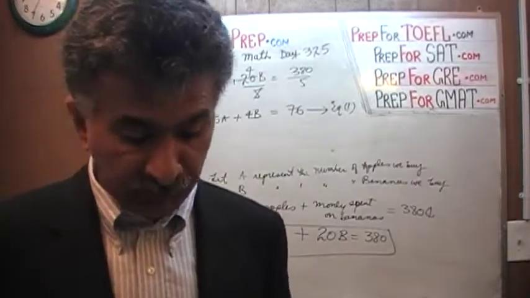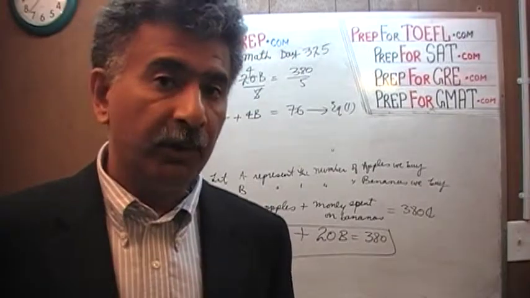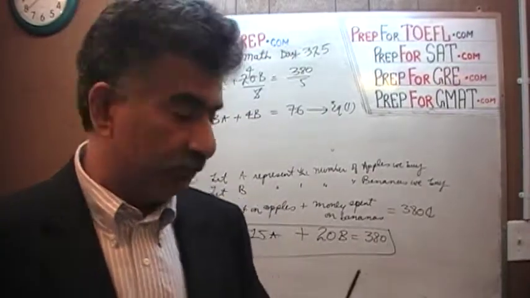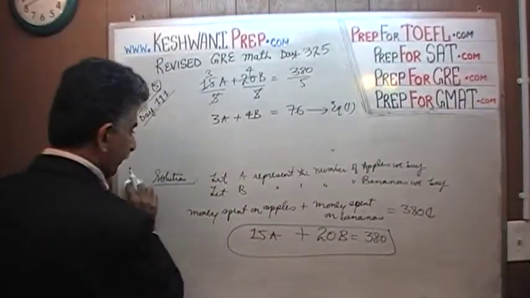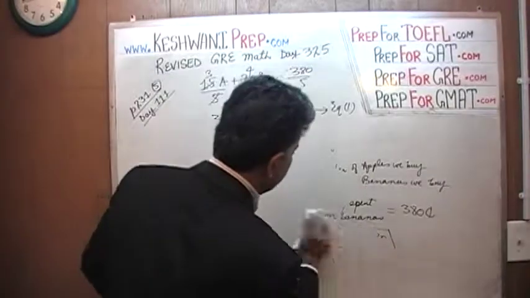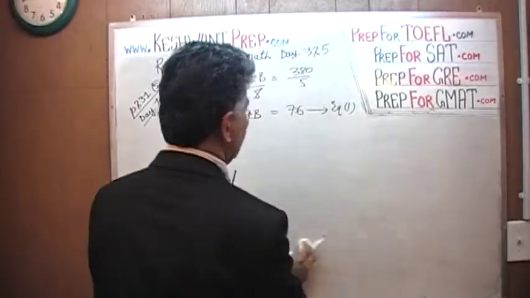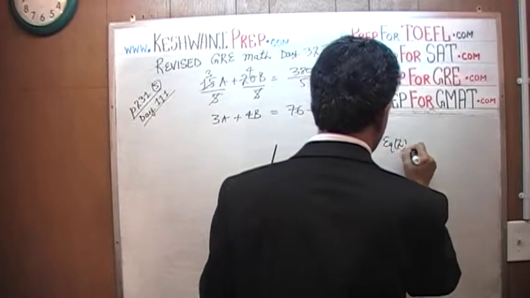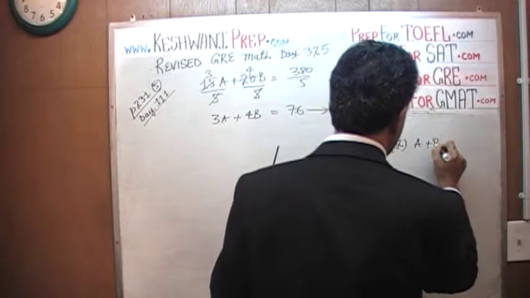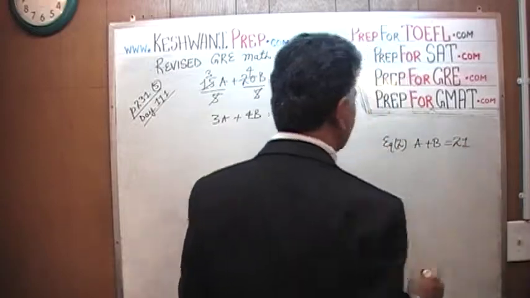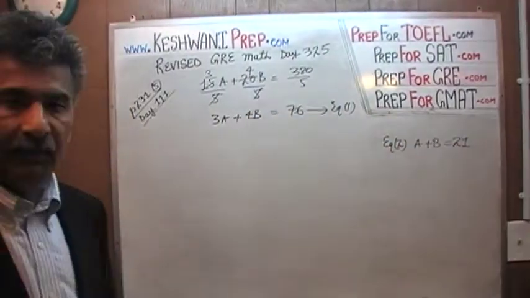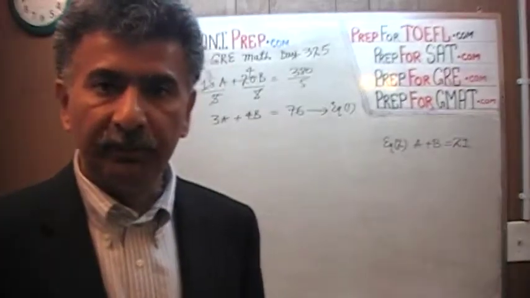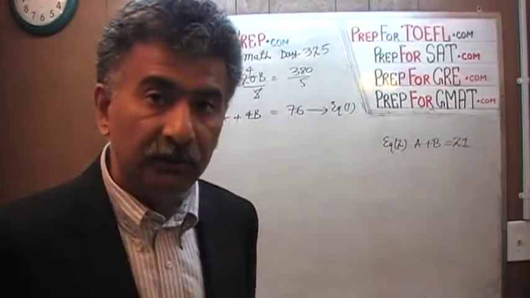Well, the second equation is very straightforward. We are told that we are going to buy 21 pieces of fruit. So there is the second equation. Equation 2 is A plus B has to equal 21. A plus B has to equal 21 because we are buying 21 pieces of fruit.